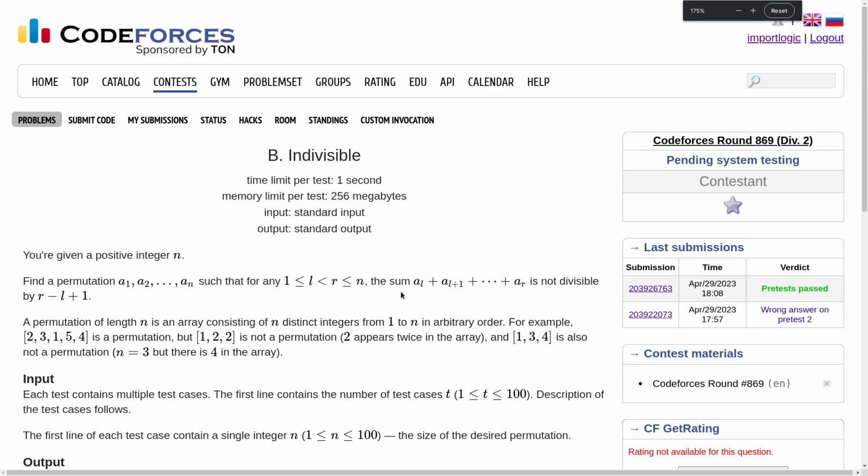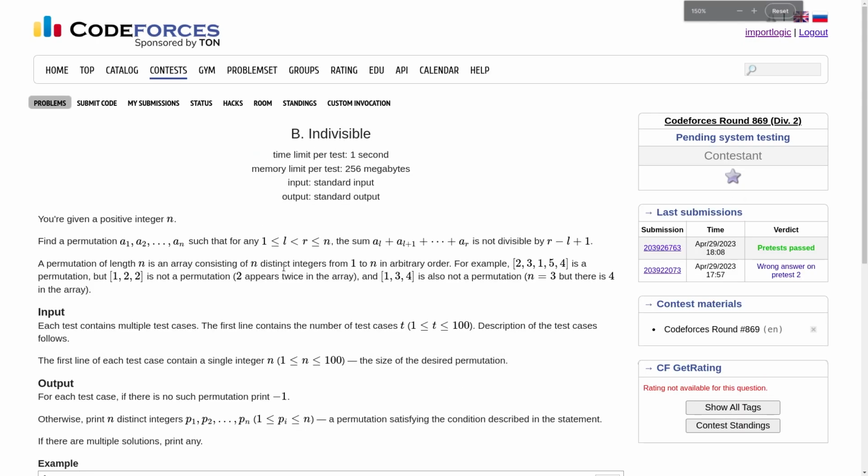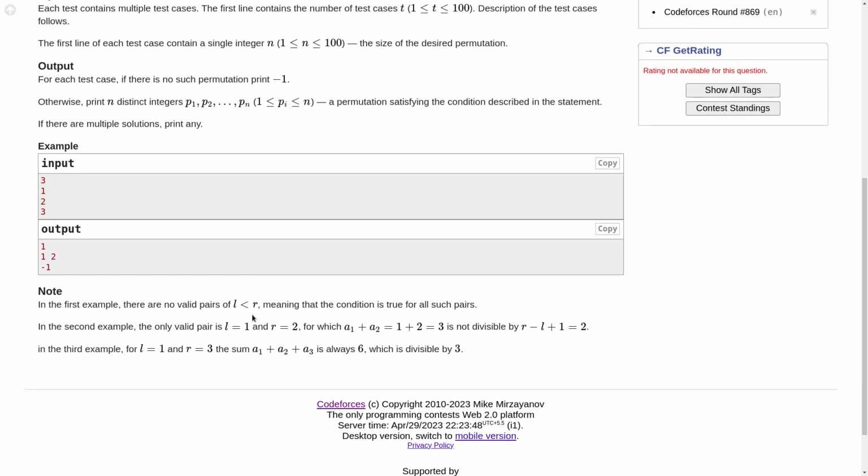Now let us discuss the second problem, which is Indivisible. So this particular problem says that we have to form a permutation of size n such that when we take the sum of every subarray of size greater than or equal to 2, then the sum should not be divisible by the size of the subarray, right? So let me explain. Oh, there are no sample test cases, so we'll just discuss it directly.